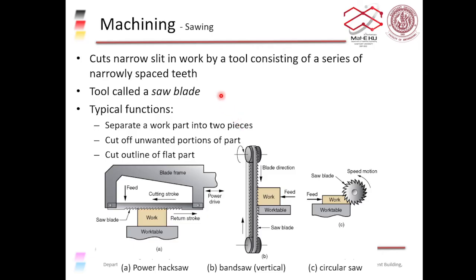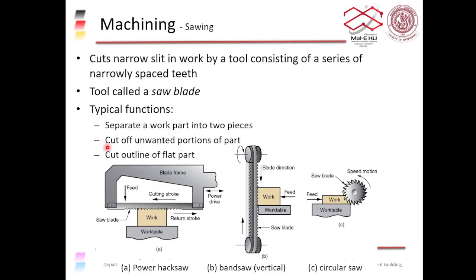Sawing operation is an operation that cuts a narrow slit in the work by a tool consisting of a series of narrowly spaced teeth. The tool is called a saw blade, right? So you might be more familiar with this type of machining, because you might have used a saw before. So anyway, the typical function of a sawing operation is to separate a work part into two pieces.